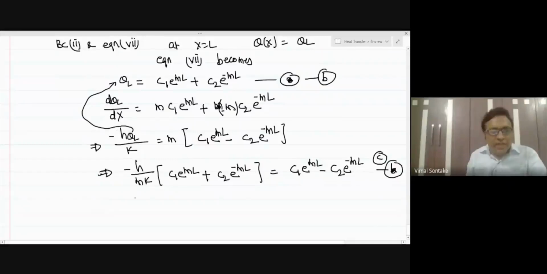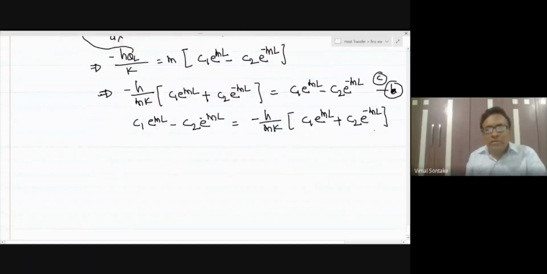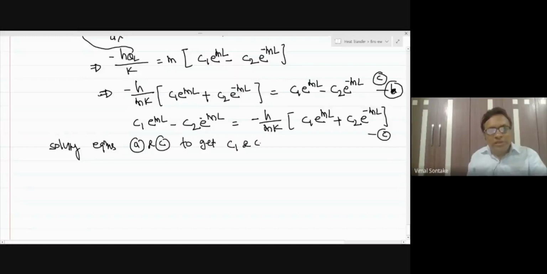Once again, let us refine this. I interchange the sides of this equation number B: minus h over mk, C1 e to power ml plus C2 into e to power minus ml. And this is equation number C once again. Now solving equations A and C to get the value of C1 and C2.